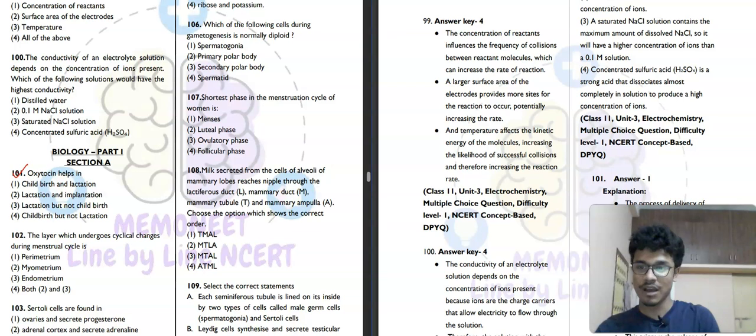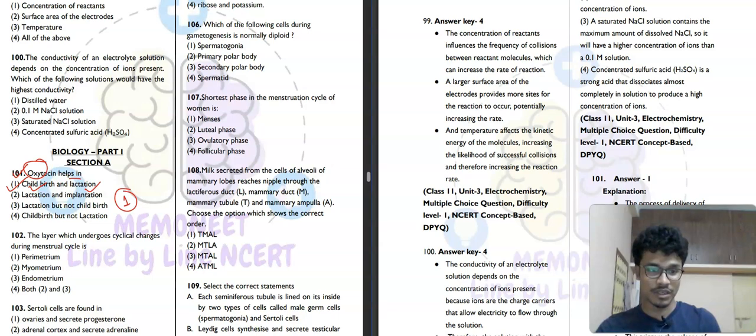It is saying that oxytocin helps in childbirth and lactation, lactation and implantation, lactation but not in childbirth, or childbirth but not in lactation. Oxytocin helps in both childbirth as well as lactation. So the first option will be our correct answer for this question, because we know that in childbirth it also helps, and the milk let down factor is also called oxytocin.